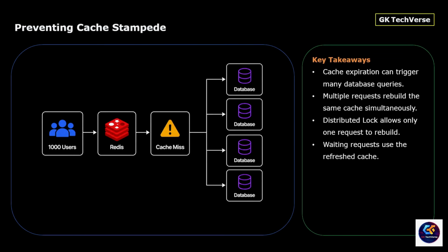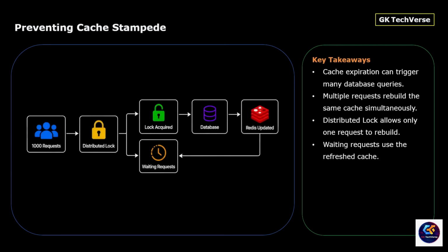This is called a cache stampede. A cache stampede can overload your database, increase response times, and in extreme cases, cause service outages. So the obvious question is, can we allow only one request to rebuild the cache? Yes, that's exactly what a distributed lock does.